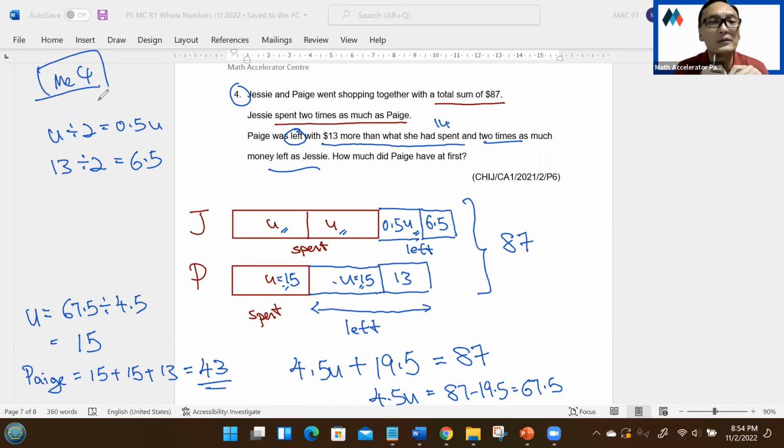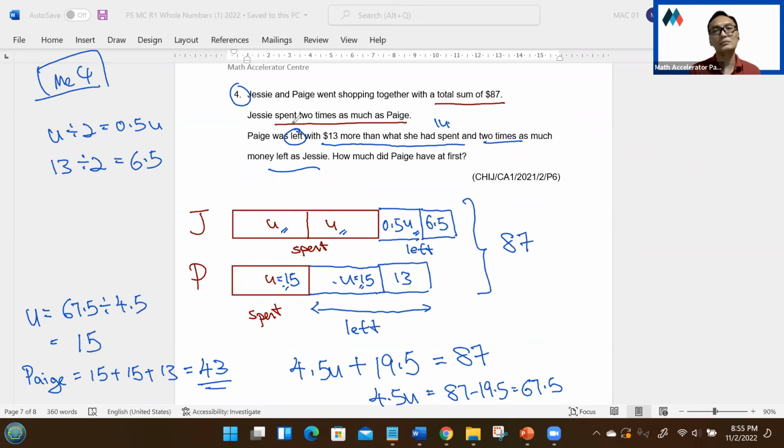Okay, Ashton, which part you are not sure? So first of all, Ashton, are you P5 or P6? P5, this is a P6 question. So it should be a little bit more difficult. But I'll try my best to explain to you again.